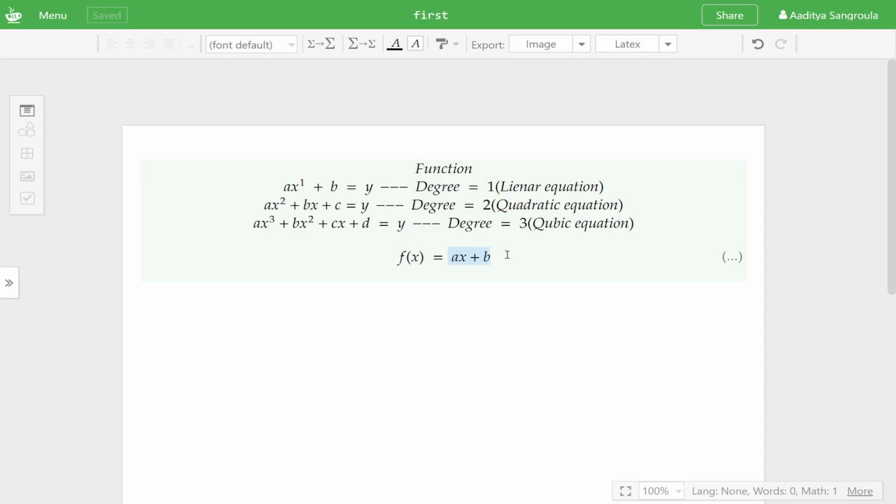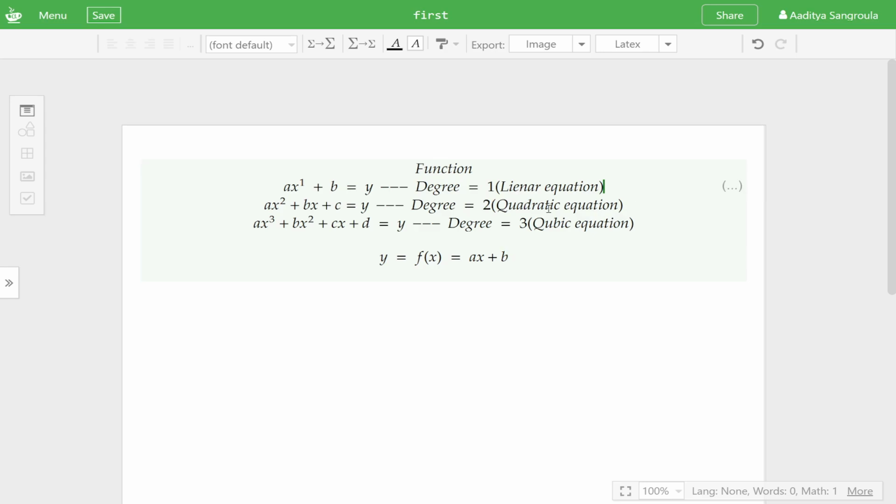If you look at it carefully, this ax plus b is the same as this ax plus b. So f of x is also equal to y of a function. So whatever you put in as x, you will get as y.